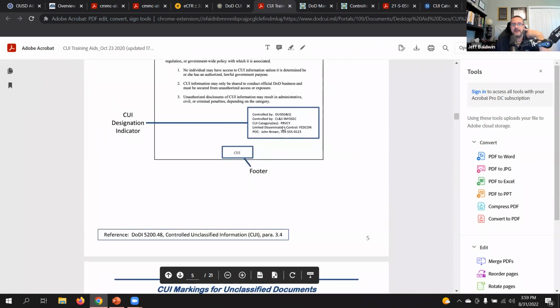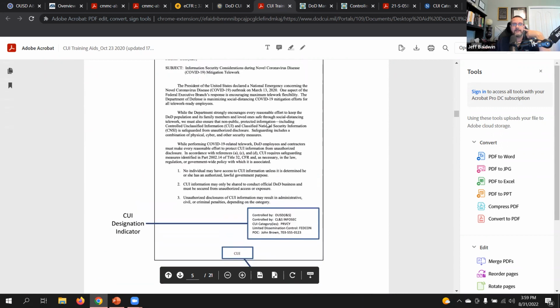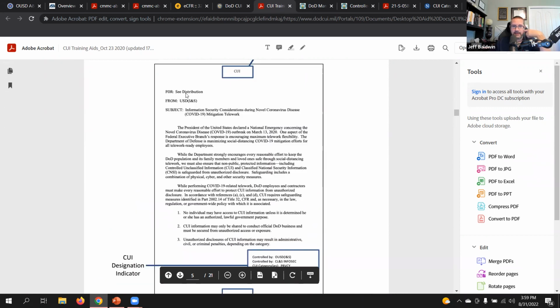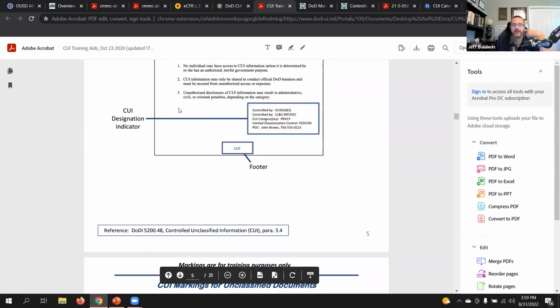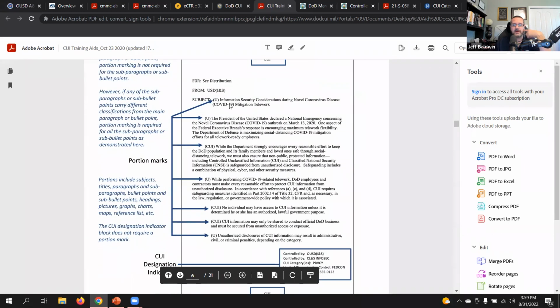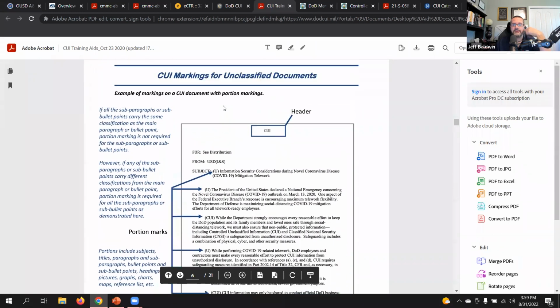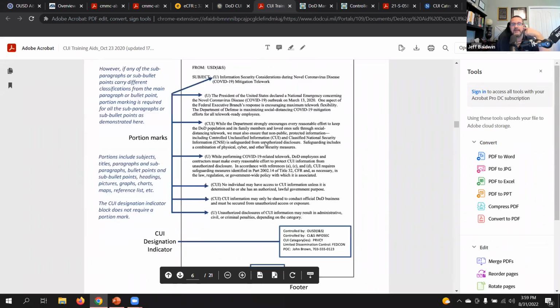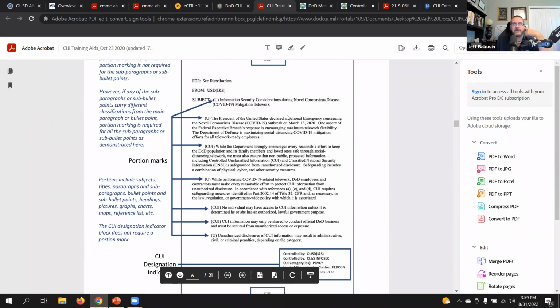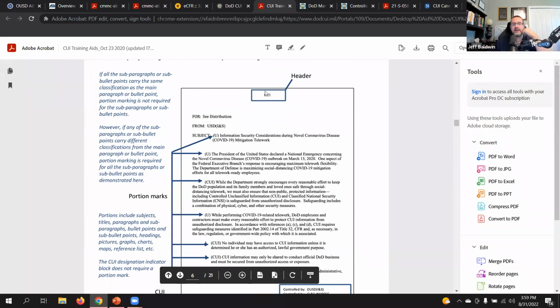There is this CUI designation indicator. So you can see who controls it and also the category where this CUI comes from. So this particular category is privacy. And it does not look like they did any portion marking. Portion marking would be in the front of the paragraphs. That's not a requirement. Here's an example of the portion marking. It's an optional thing, but if you do use it, then it is a lot easier for somebody to make a dissemination decision for review and release.